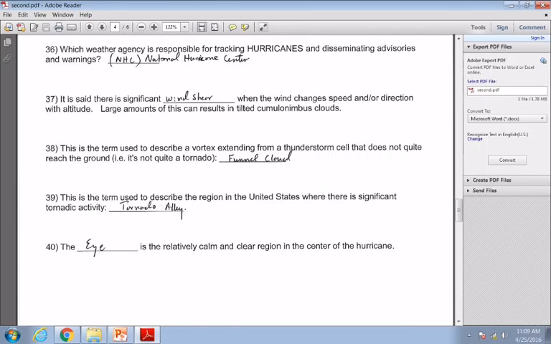Wind shear, however you want to spell shear, I was after for 37. As you go, the wind changes speed or direction as you go up in elevation. It gives us our tilted cumulonimbus clouds.